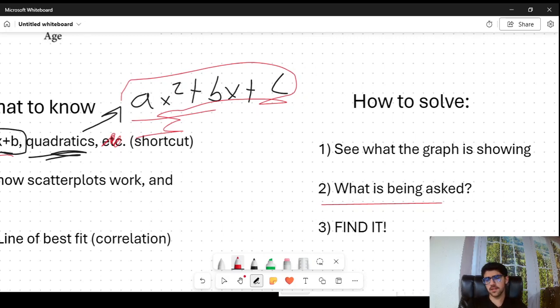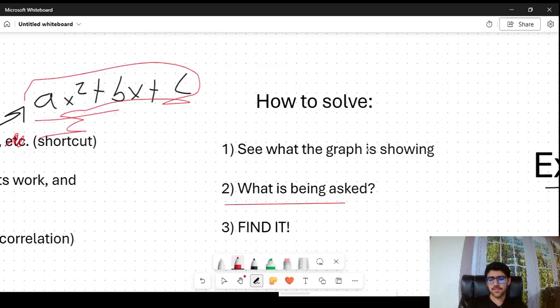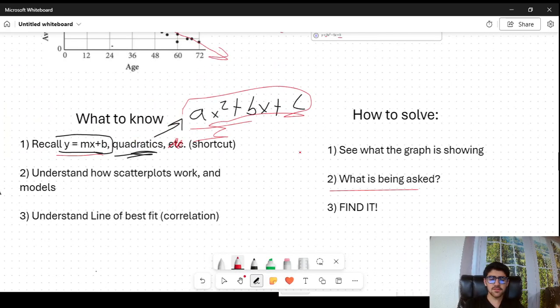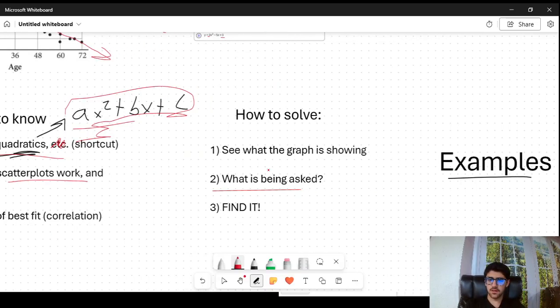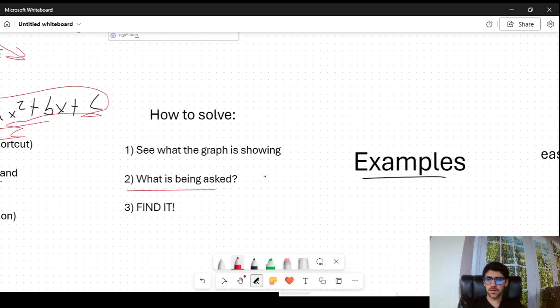It's hard to really explain how to solve this one. So just know what the graph is showing. Is it showing a scatter plot? Does it have a line of best fit? What is being asked? Does it want the equation of the scatter plot? Does it want a specific point? What is it asking for? And just find it. Most of the time, you just have to look at it and then you can find the answer. I don't think there are any questions requiring solving. So you just need to recall these things, know how scatter plots work, and apply some skills, which is very general, but it's hard to get specific on how to solve it.